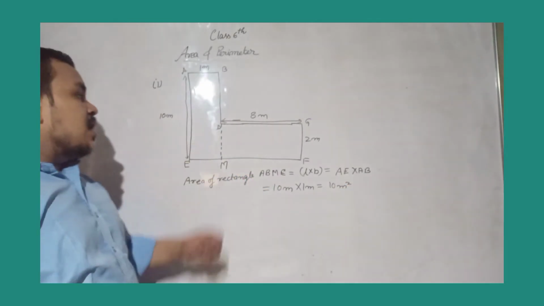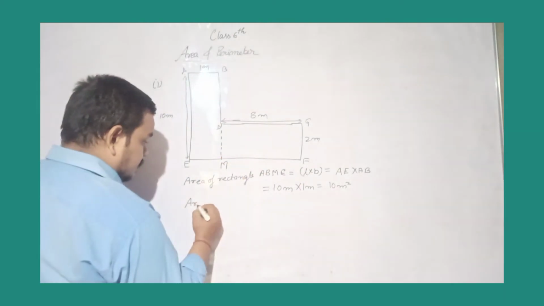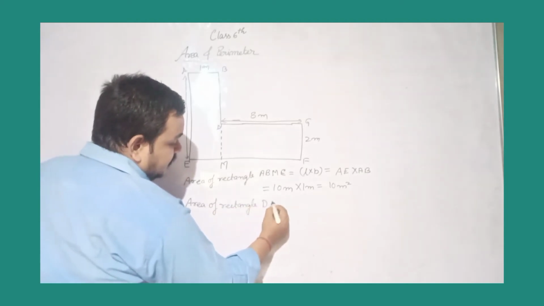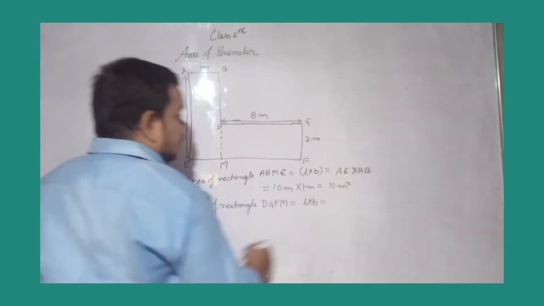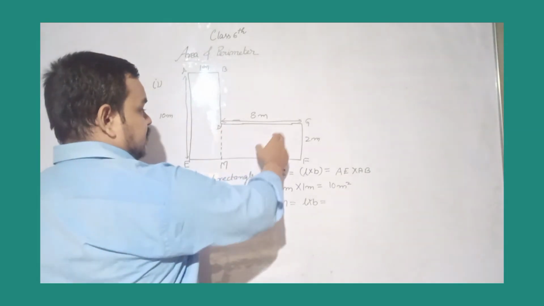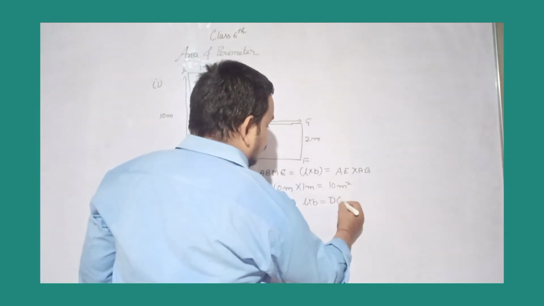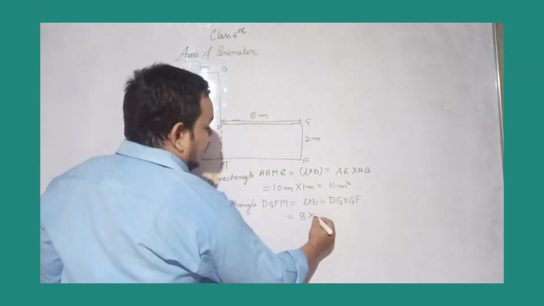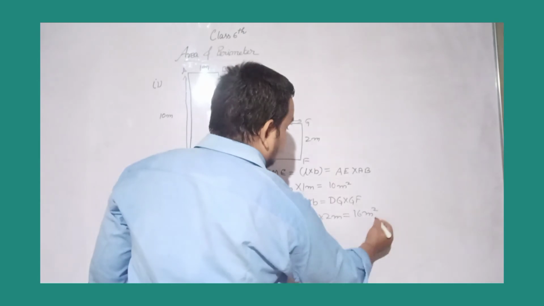And next, area of rectangle DGFM. Area of rectangle DGFM is equal to, the same formula will be there, L into B, but here the length will be DG and the width will be GF. DG into GF. So the DG value is given as 8 meter and the GF value is given as 2 meter. So 8 times 2 became 16 meter square.